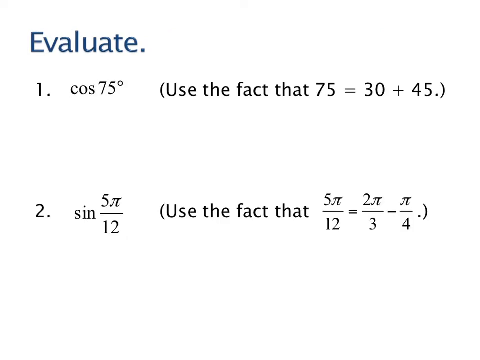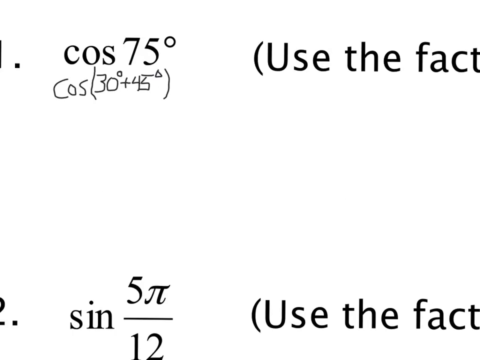Okay, so it wants us to evaluate cosine of 75 degrees. Originally we talked about how you can just put cosine of 75 degrees in your calculator to get an answer, but you can technically break those up sometimes and do it without a calculator using these sum and difference formulas. So I'm going to use the fact that 75 equals 30 plus 45. So I rewrote that as cosine of 30 degrees plus 45 degrees.